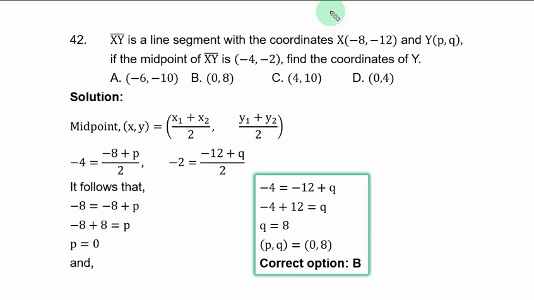Question 42. SY is a line segment with coordinates S(-8, -12) and Y(P, Q). If the midpoint of SY is (-4, -2), find the coordinates of Y. This is how the midpoint is obtained.